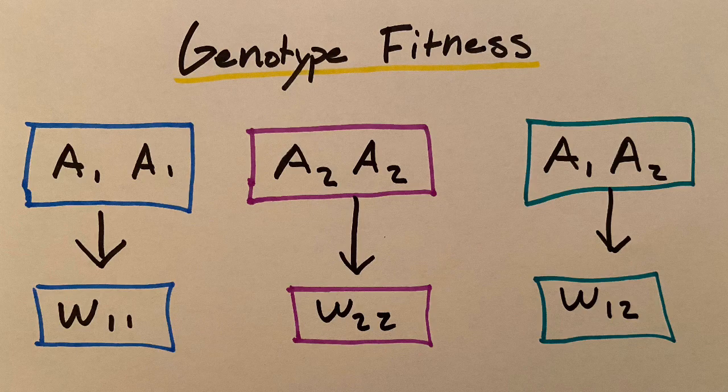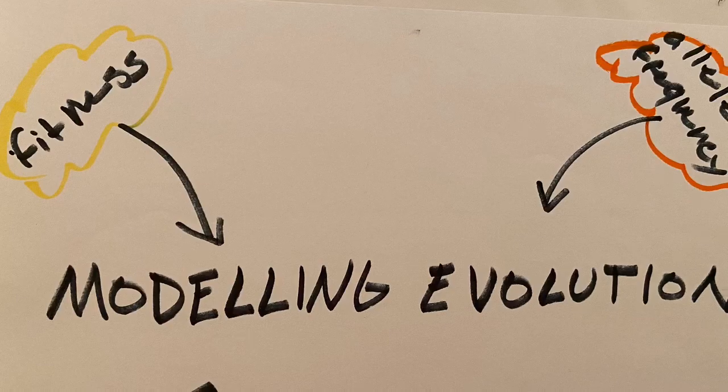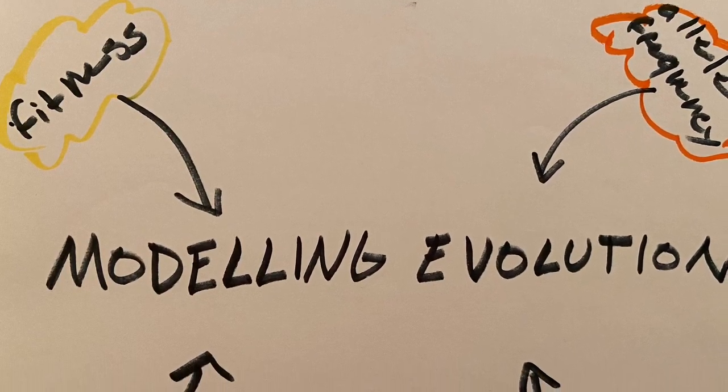To throw another complication in, genotypes also get fitnesses. In this case, the fitness of a genotype is defined as the average number of offspring that one individual of the genotype will have. We will denote them using W11 for A1A1, W22 for A2A2, and W12 for A1A2. To model evolution, you need all of these factors.